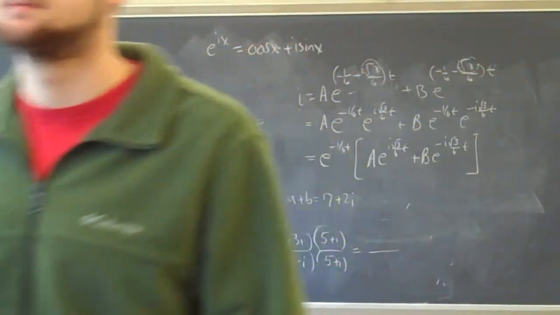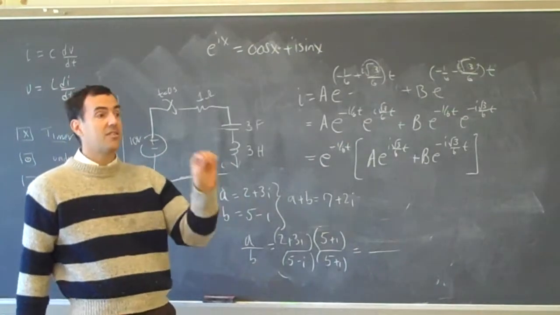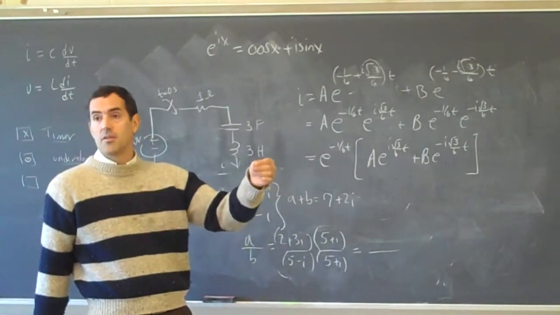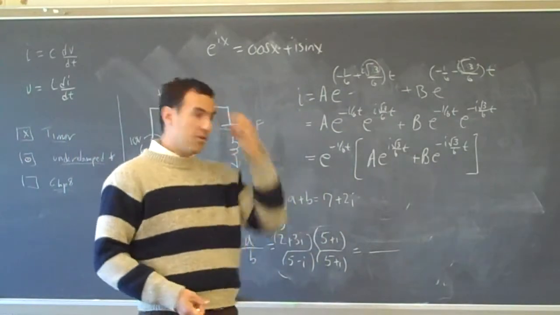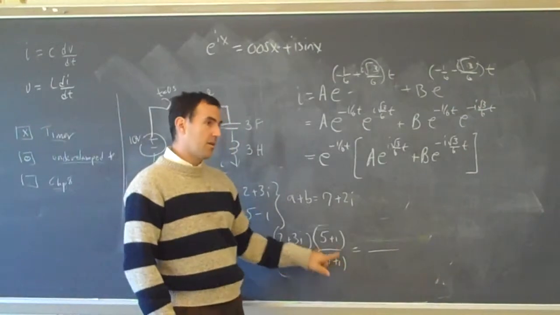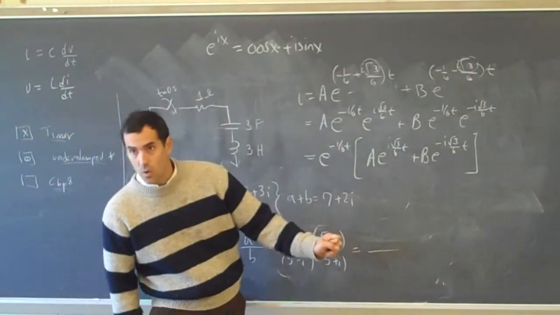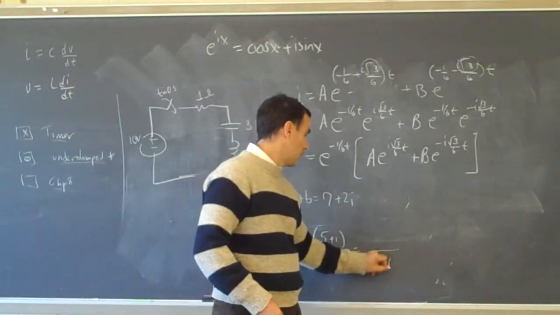What is i times i? Negative 1, because i is equal to the square root of negative 1. So the square root of negative 1 times the square root of negative 1 is negative 1. So here I have negative i times i. So negative times negative 1 gives me 1. 25 plus 1 would be 26.